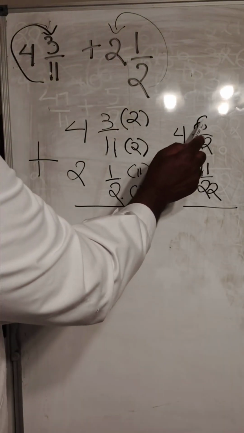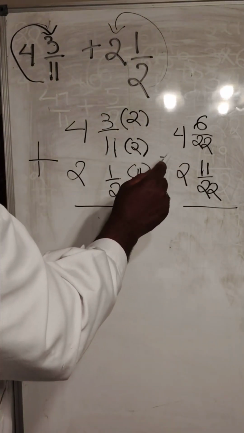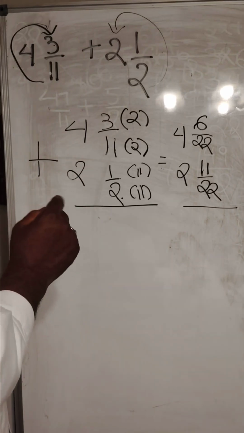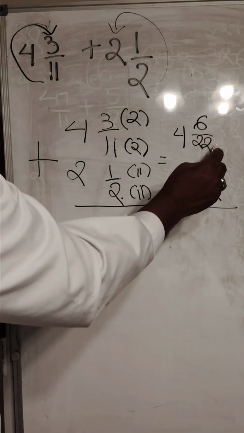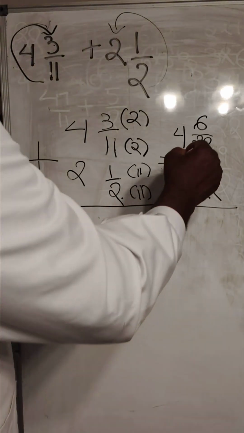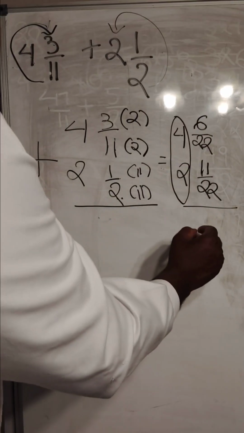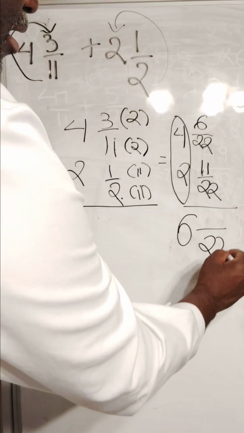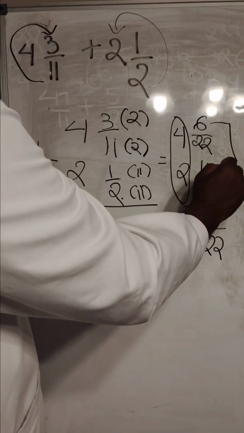When you are adding a mixed number, you know how the mixed number looks. It's a combination of a whole number and a proper fraction. So when you are adding mixed numbers whose proper fractions have the same denominator, the only thing you're gonna do is add the whole numbers first. 4 plus 2 will give you 6. You're gonna keep that denominator over there, and then you're gonna add only the numerators.